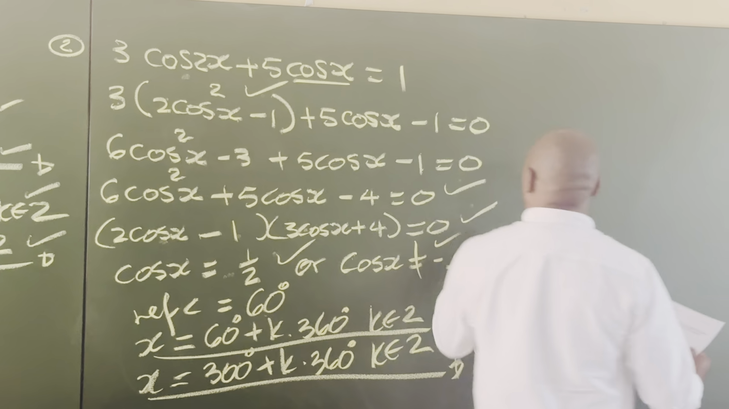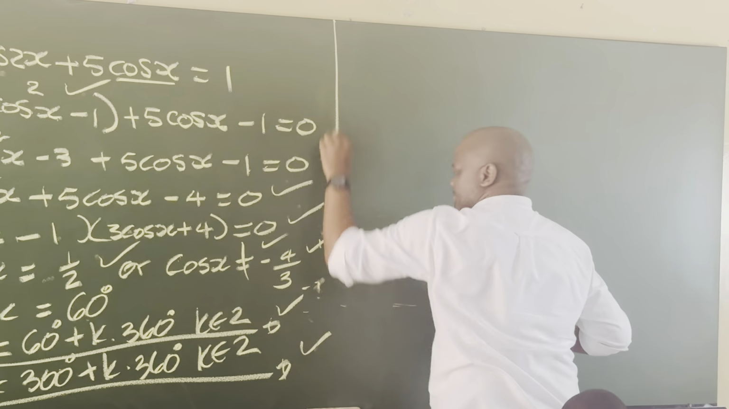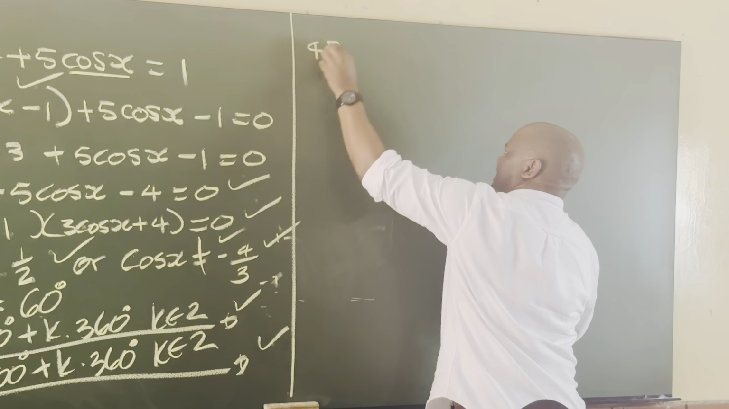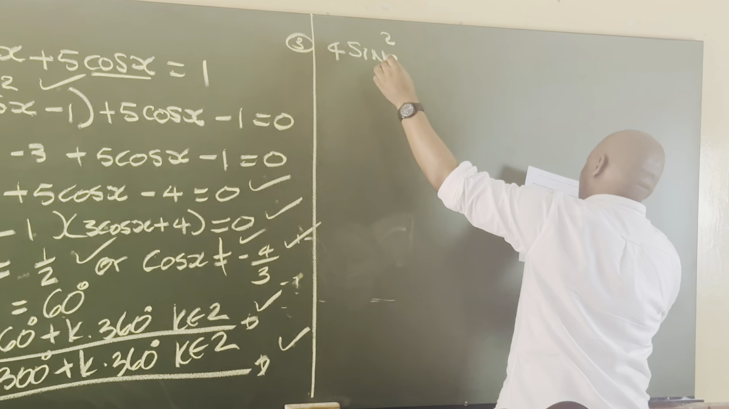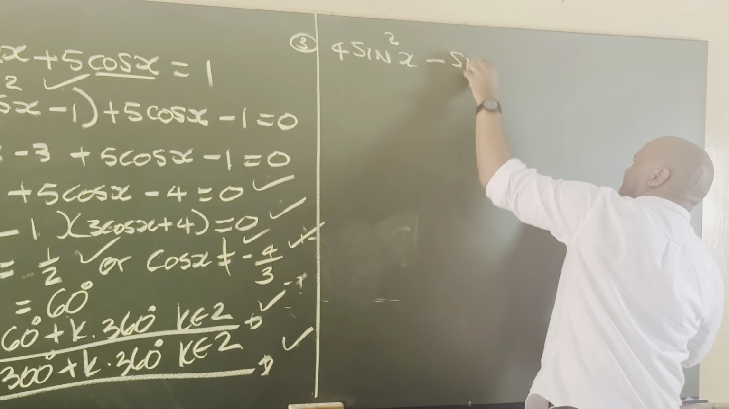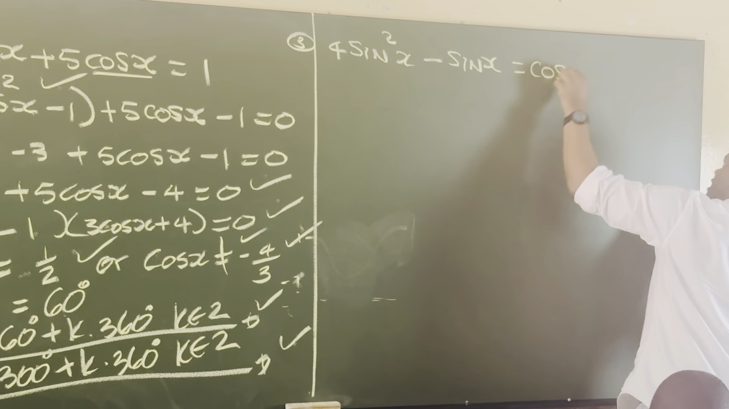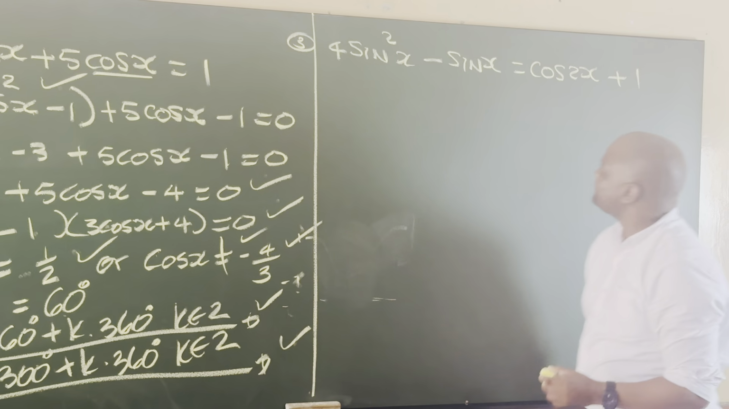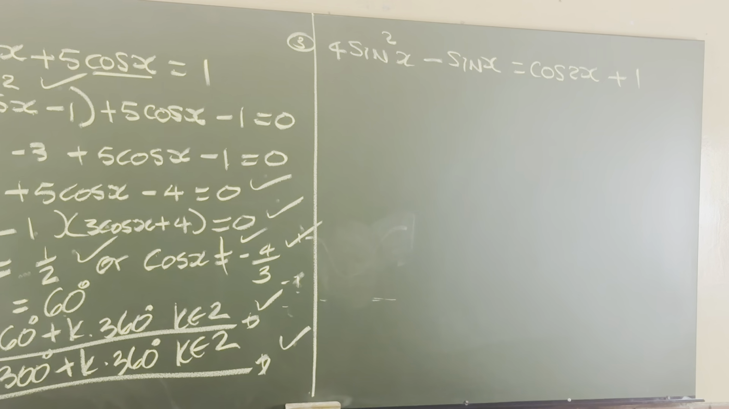Okay. Then let's go to number 3. Number 3, we have 4 sine squared x minus sine x equals to cos 2x plus 1, for 7 marks. How do we approach this one?